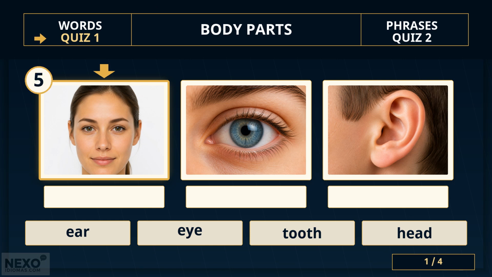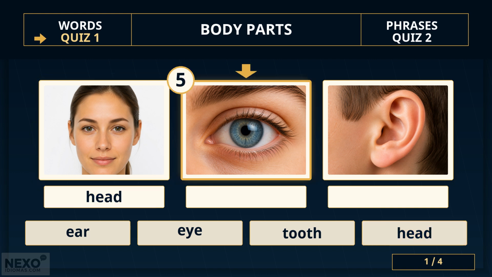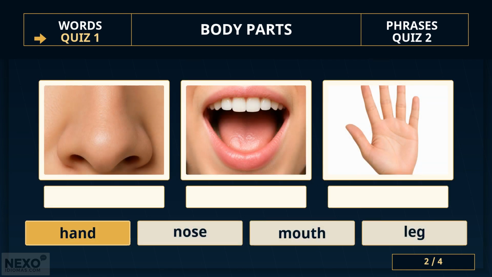What is this? Head. What is this? Eye. What is this? Ear. Hand. Nose. Mouth. Leg.